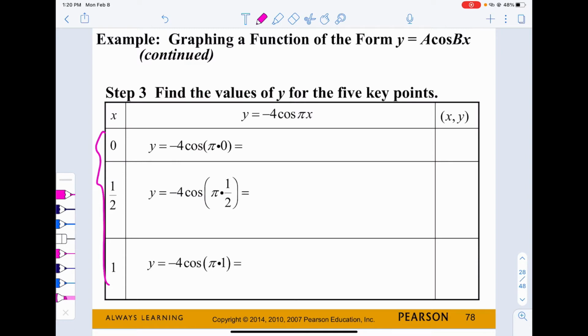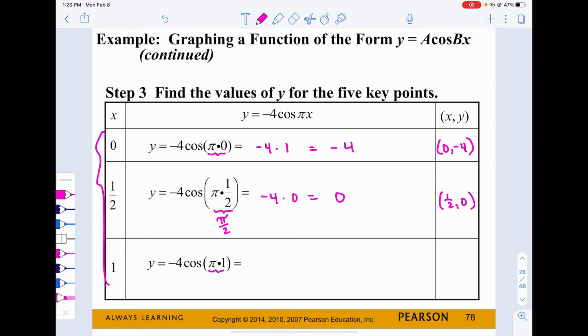So we have -4 times cosine of pi times 0. Well, if I have pi times 0, that means I have cosine of 0. And cosine of 0 means that we are at 1. That means we're going to have -4 times 1, which gives us -4. So we're going to have 0, comma, -4. I have 1/2 of pi, which means that we have cosine of pi over 2. Well, the cosine of pi over 2 gives us 0. So -4 multiplied by 0 gives us 0. So when we're at 1/2, we are at 0.